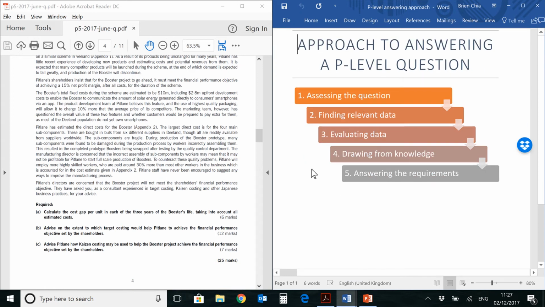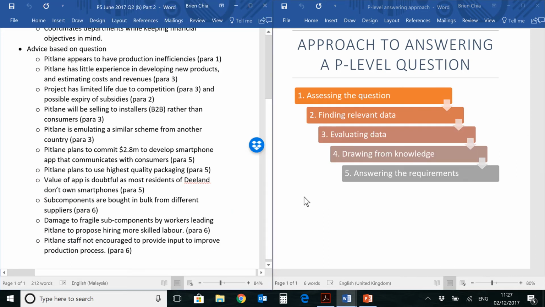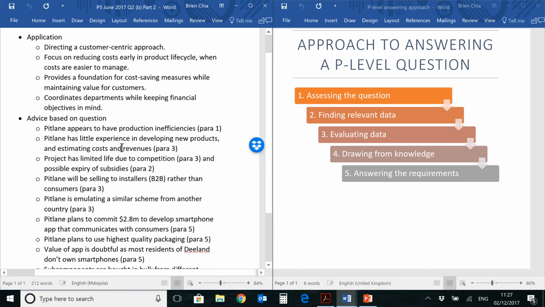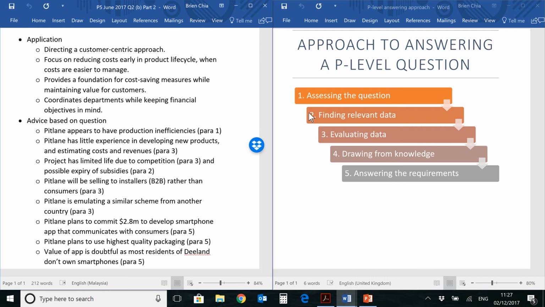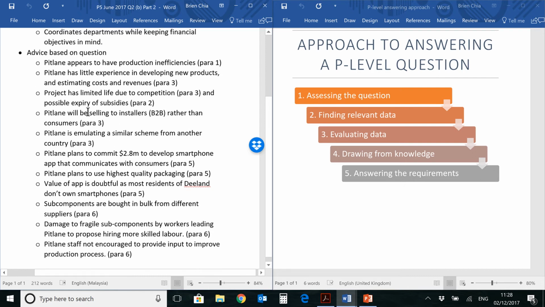And for this video, which is the third video in the series, we'll be finally doing step 4 and step 5, which will be drawing from knowledge and answering the requirements. So in my previous video, we have already looked at the question. We've done step 2 and step 3, where we have found the relevant data and we have a bit of a background on how to apply this in our answer.